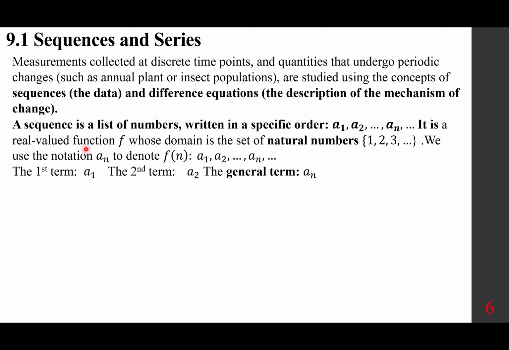It is a real valued function f whose domain is the set of natural numbers 1, 2, 3 to infinity. We use the notation a sub n to denote f of n: a sub 1, a sub 2, all the way to a sub n. The first term is a sub 1, the second one is a sub 2, and the general term, we call it a sub n, everybody.